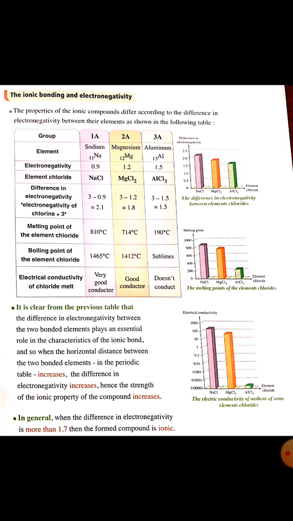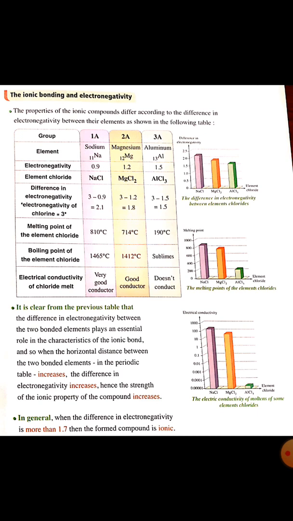Look here, we have elements like sodium, magnesium, aluminum. You have the electronegativity of each one of them, and the element chlorine, and the difference in electronegativity between them inside each compound. Look here at the end of this table, at the electrical conductivity of the chloride melt. In the case of sodium chloride, it's a very good conductor, while magnesium chloride is just a good conductor, while aluminum chloride does not conduct electricity.